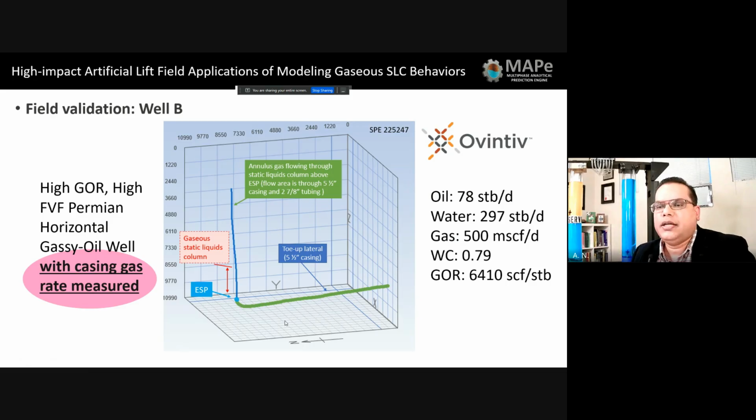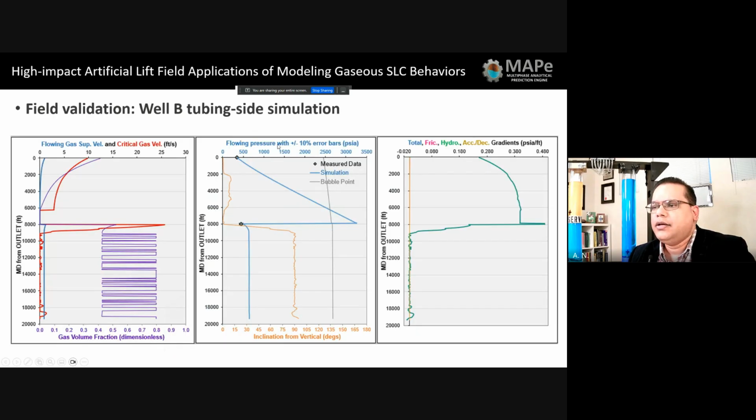So let's look at that process in a real Permian gas oil well. This is an actual Ovintiv data set. The key difference here is that the casing gas rate was measured. The casing gas rate was put on this well just for this particular paper, right? It's a typical high GOR, high production volume horizontal well. And you are doing both simulations simultaneously, which again has never been done, right?